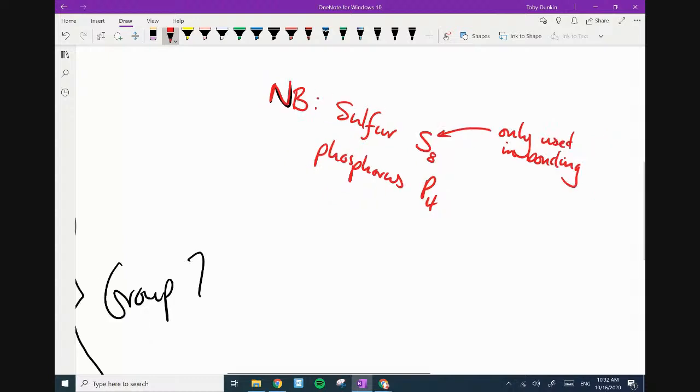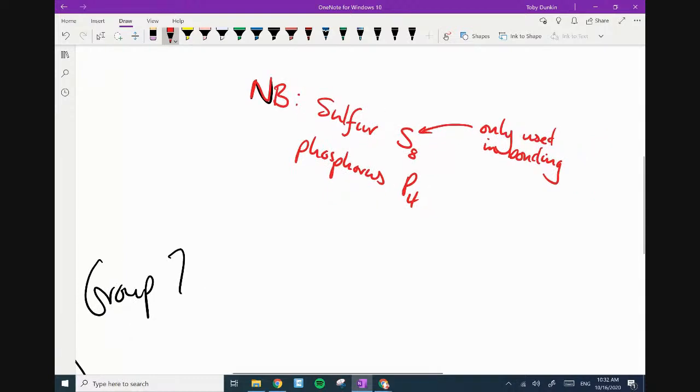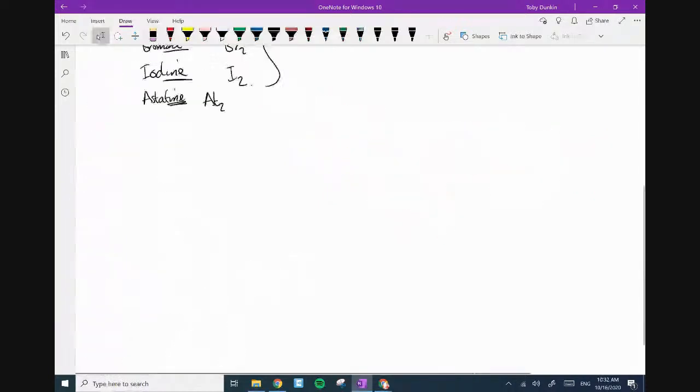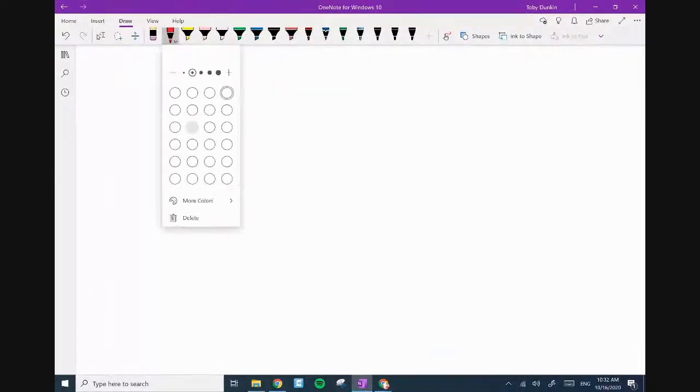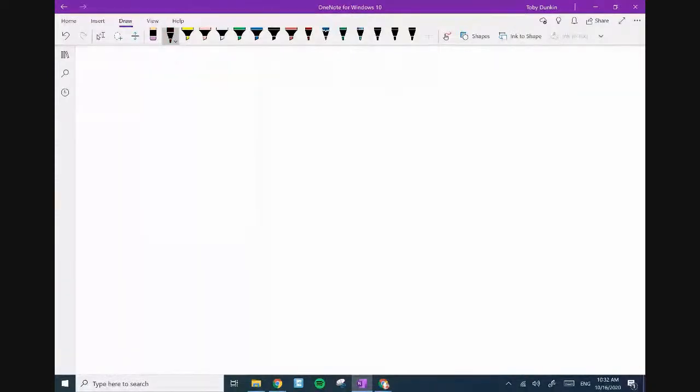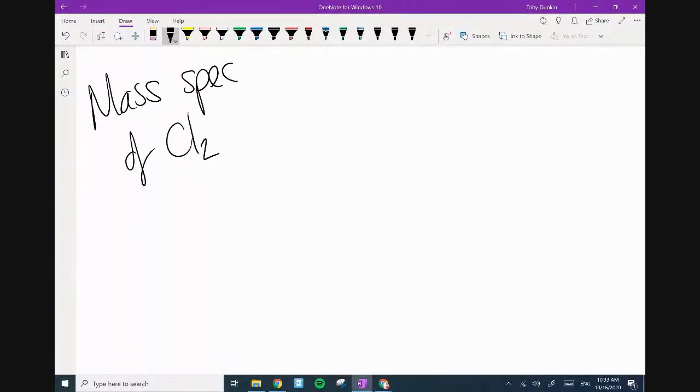Okay. So, the diatomics. What we're now going to do is focus on Cl2 in particular. So, go back to my notes. We can put mass spec of chlorine, of Cl2 gas. Now, the great thing is we don't even need to use the vaporization chamber in this particular setting because chlorine is already a gas, which is amazing. So it just gets shoved straight into the ionization chamber.